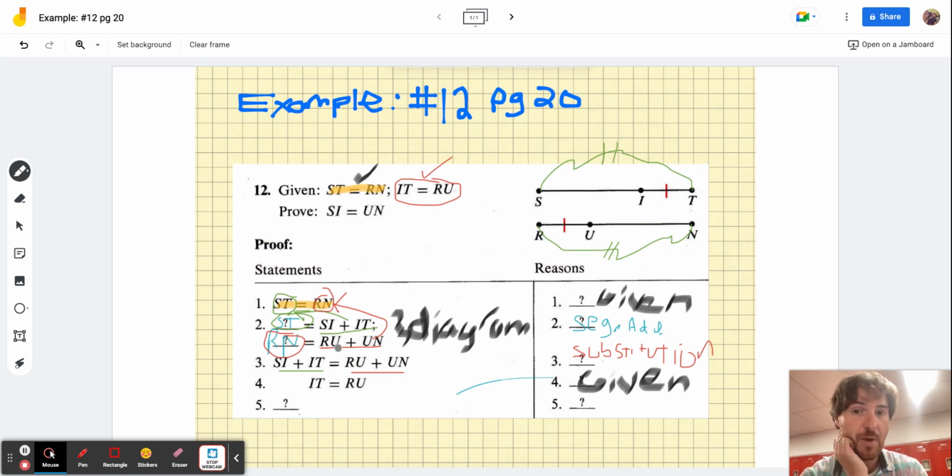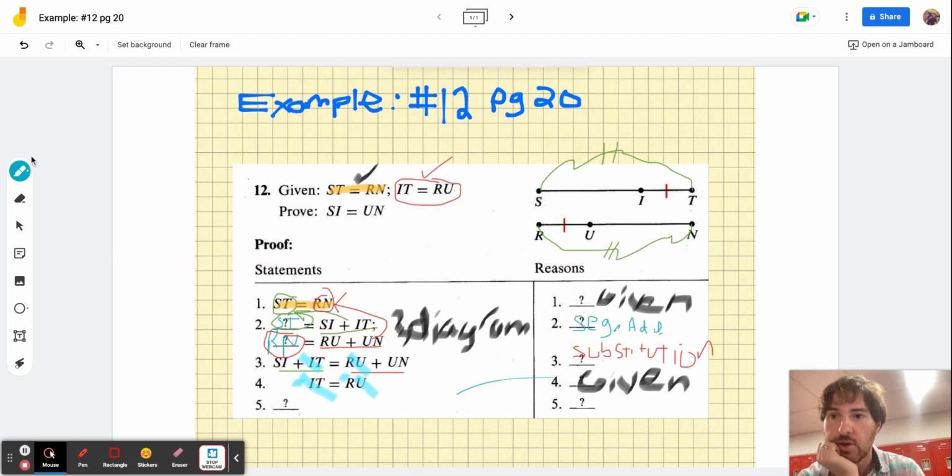SI equals UN. Let's check it out here. This is what I'm trying to prove, that length SI, this part here, is equal to length UN, this part over here. It's sort of an extension of the segment addition postulate. So how do we get there? Well, what have we said so far? We've said SI plus IT in step 3 equals RU plus UN. What can I do? Well, it turns out I can subtract. Since IT is equal to RU, I can subtract IT from this side to change the equation as long as I subtract RU from this side. So that's subtraction, right?